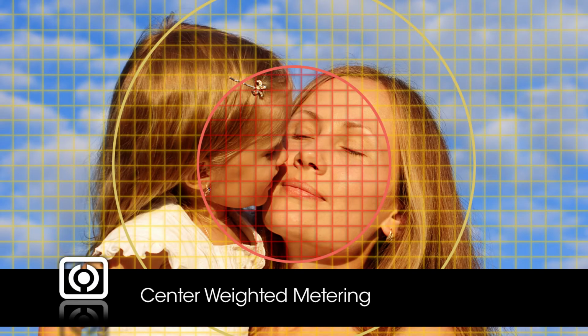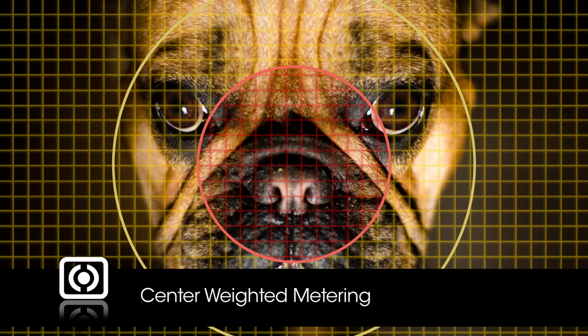The next mode is center-weighted metering. This is a classic metering mode used for portraits. Center-weighted metering will evaluate the entire frame and assign the greatest weight to the center area.